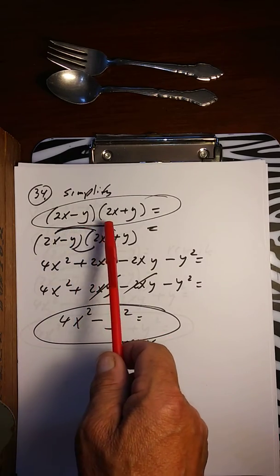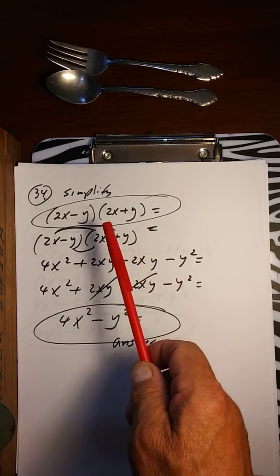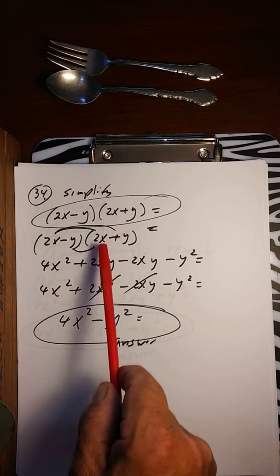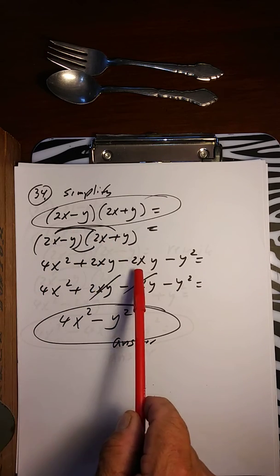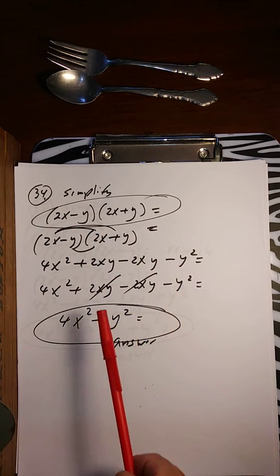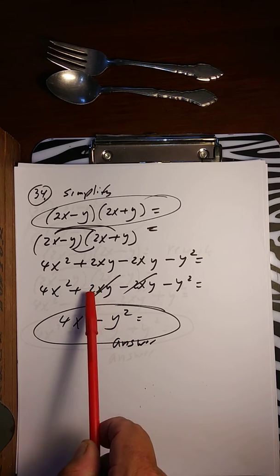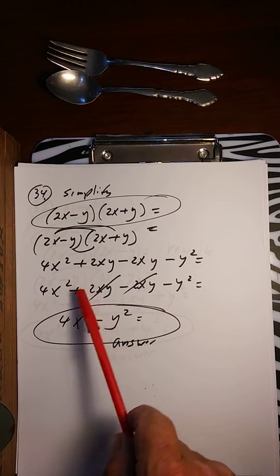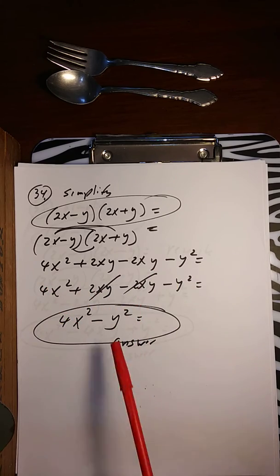Multiply 2x minus y, 2x plus y. So we can multiply the first one. 2x times 2x is going to be 4x squared. Then it turns out it's going to be 2xy minus 2xy minus y squared. Notice 2xy positive, negative 2xy. So do they cancel? Yes. This one cancels this, left over 4x squared minus y squared.